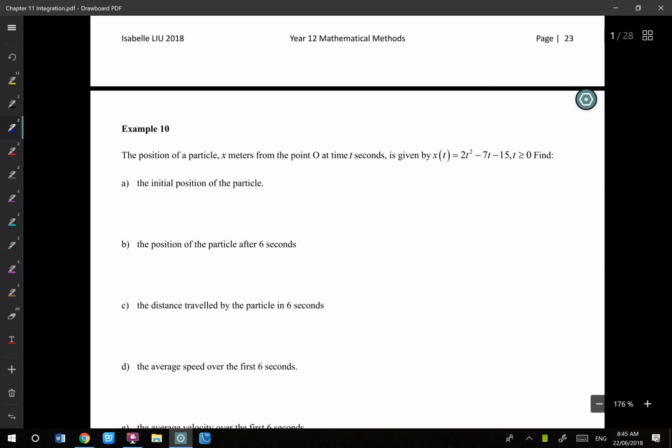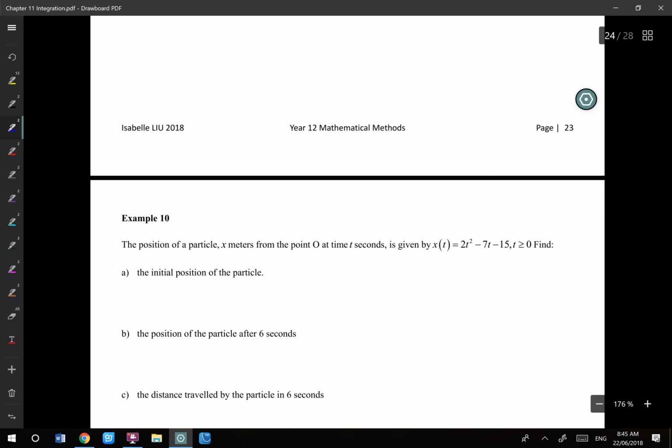Page 24, example 10. Okay, so we have 2 pages left. Both of them are motion questions. Before we start, let's think about the formulas that might be involved in motion questions. We have 2 things, and it's very important. One is called average velocity.